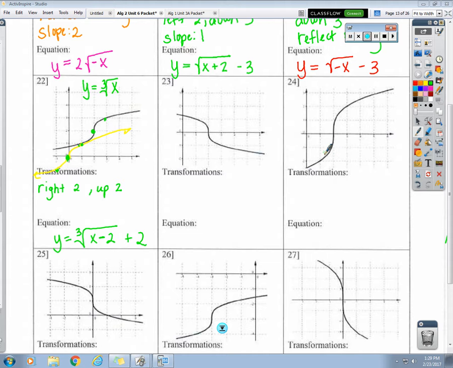Okay, number 23. Where'd I get what from?